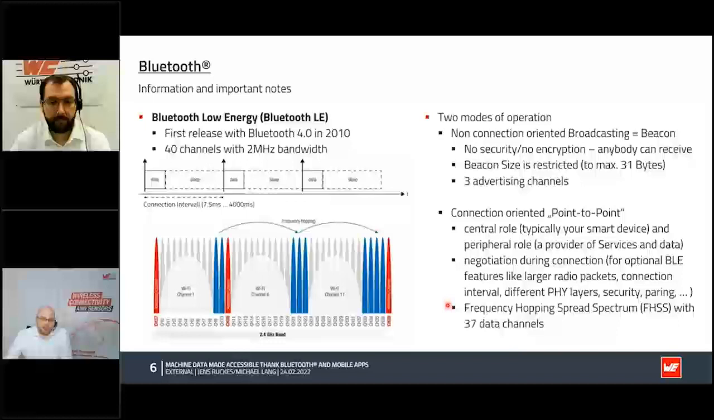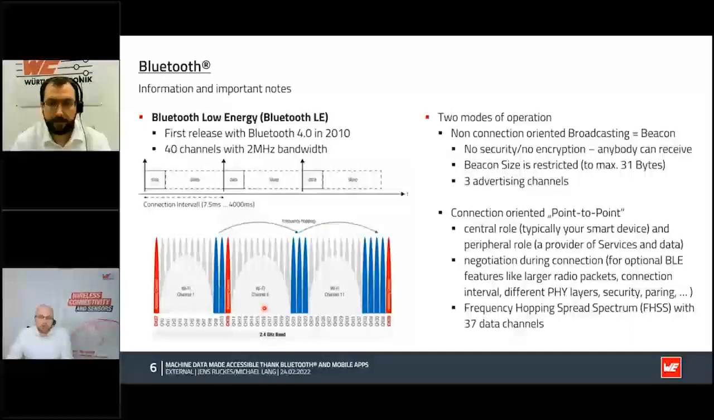There are 37 channels used for the data connection, and there is a frequency hopping integrated. So you jump from one channel to the other, and you see it here in this example. We have shown the Wi-Fi channels 1, 6, and 11, and between them there are the Bluetooth channels, and so there is always a space where you can communicate with Bluetooth and are not disturbed from Wi-Fi, for example. And so it's a very robust communication, and it's one of the reasons why Bluetooth is so successful.